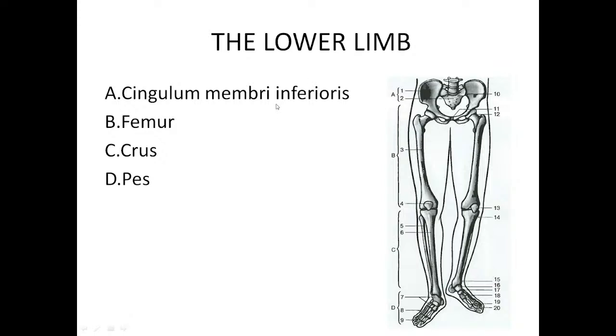Today I continue my lecture about the human osteology. The lower limb consists of the cingulum membri inferioris, femur, crus, and pes.